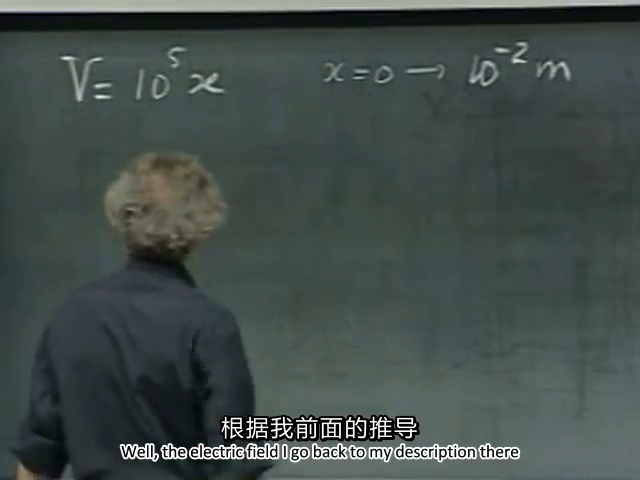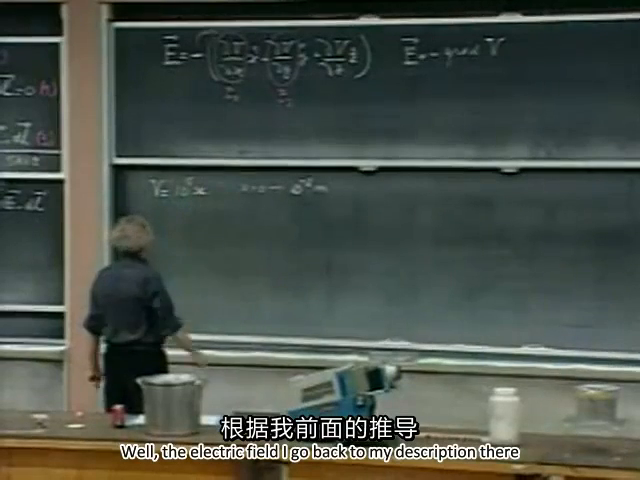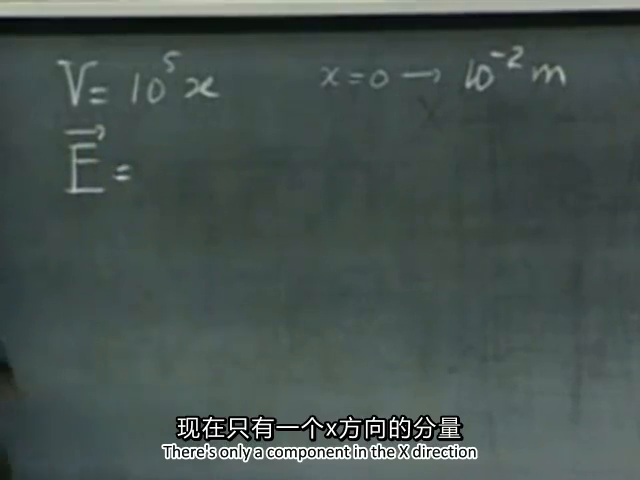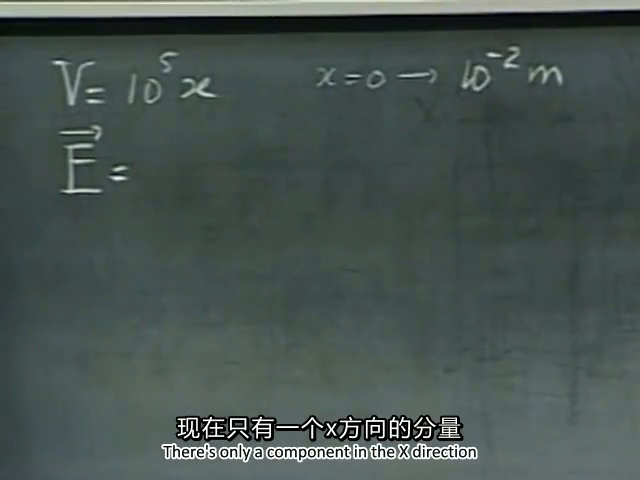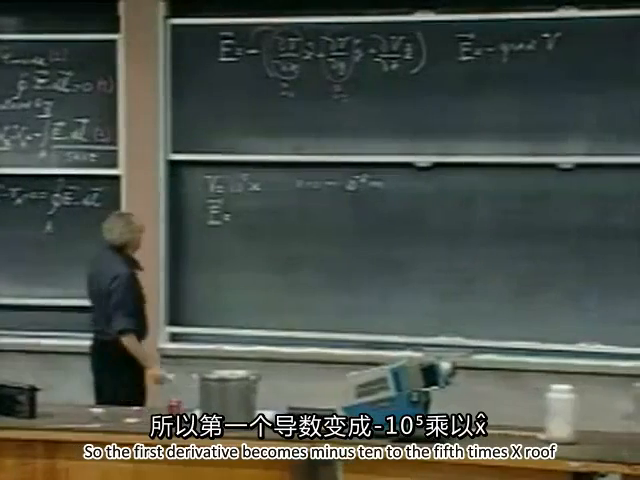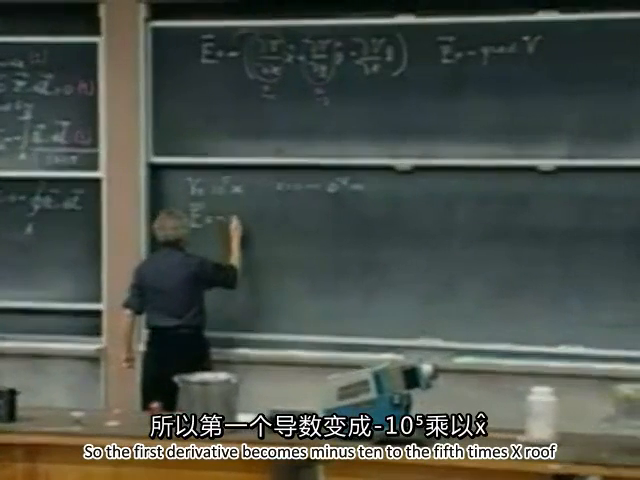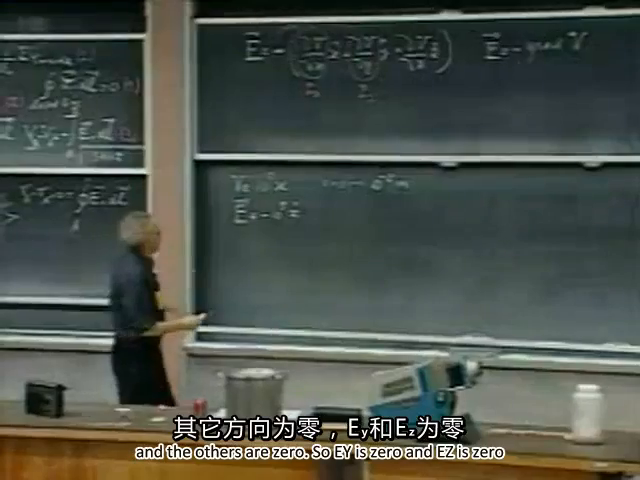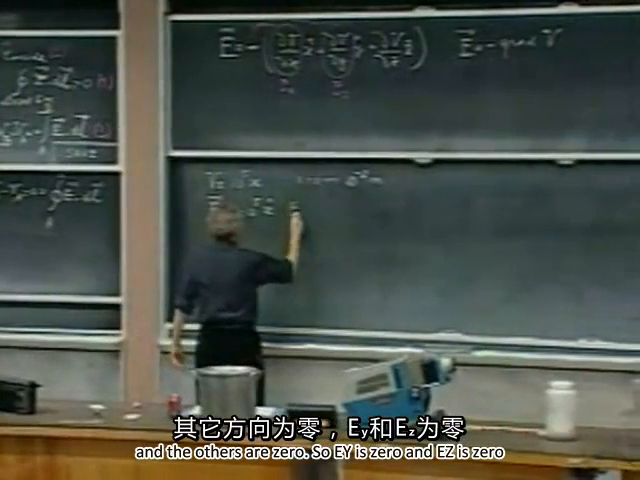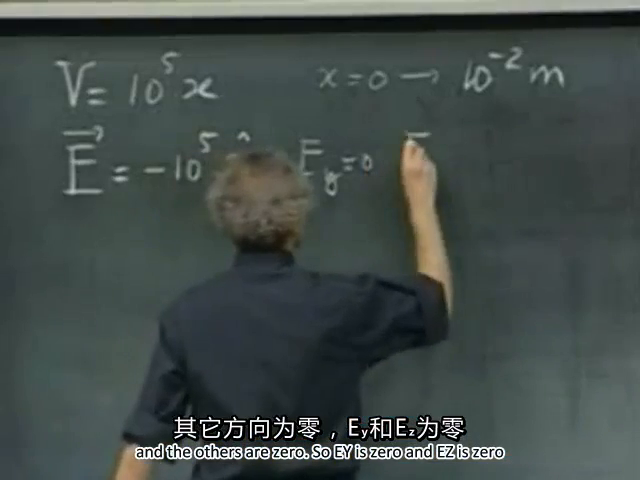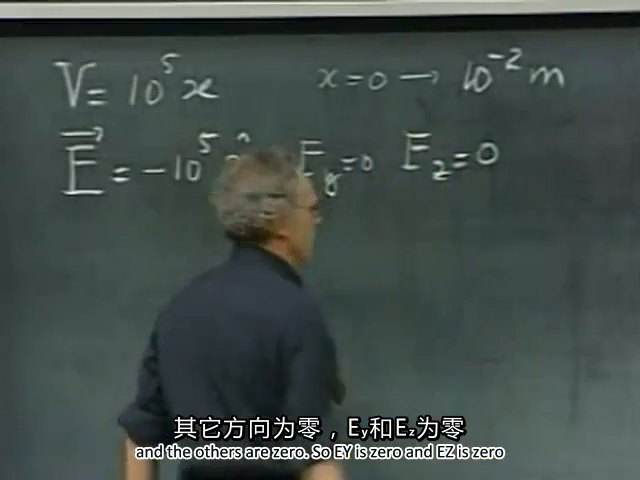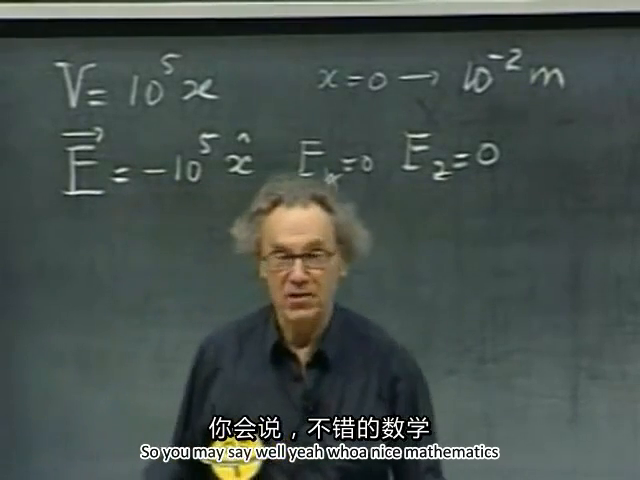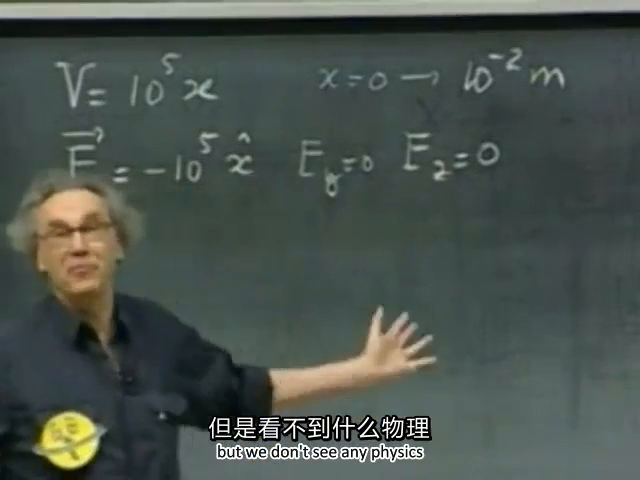Well, the electric field, I go back to my description there, there's only a component in the x direction, so the first derivative becomes minus 10 to the fifth times x roof, and the others are 0. So Ey is 0, and Ez is 0. So you may say, well, nice mathematics, but we don't see any physics.